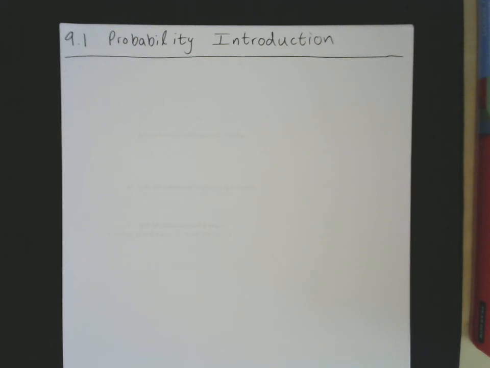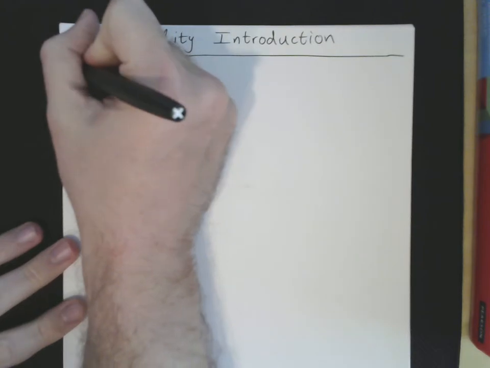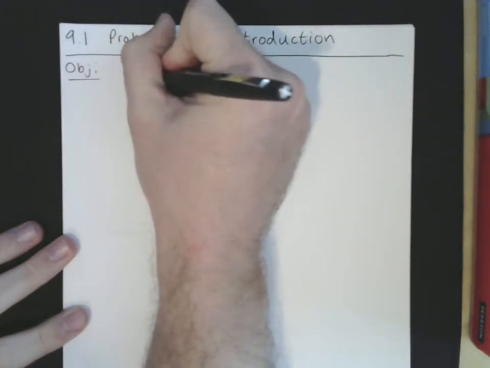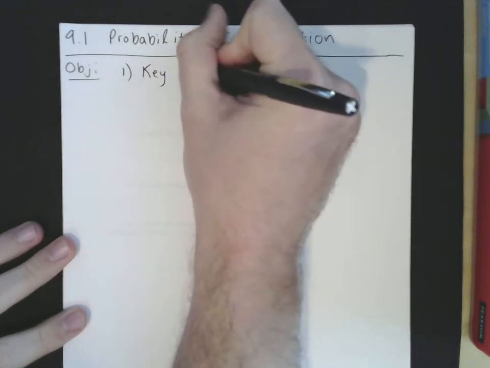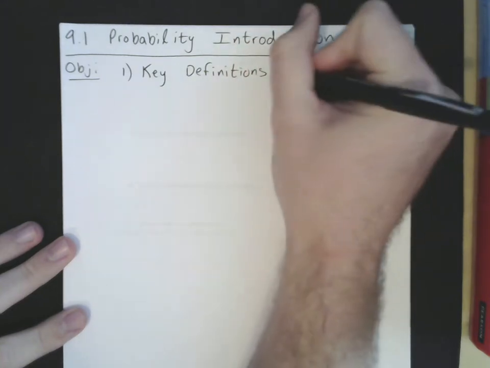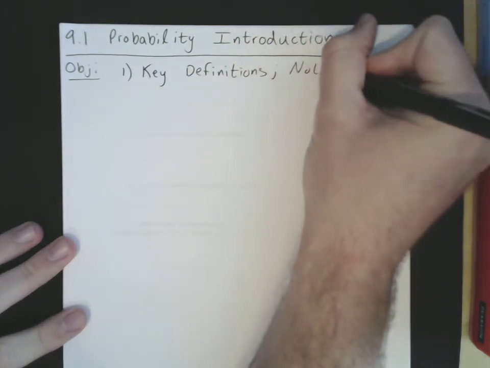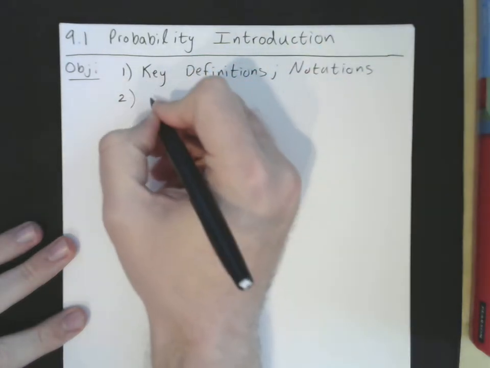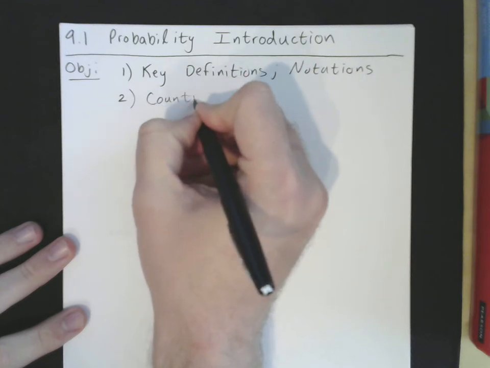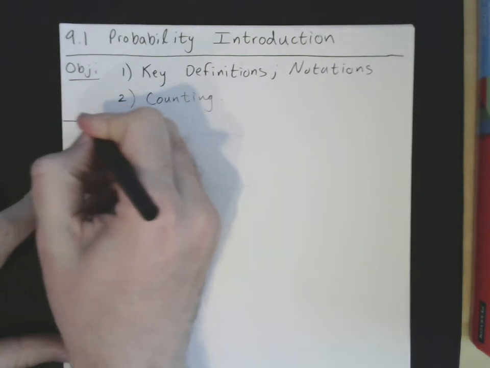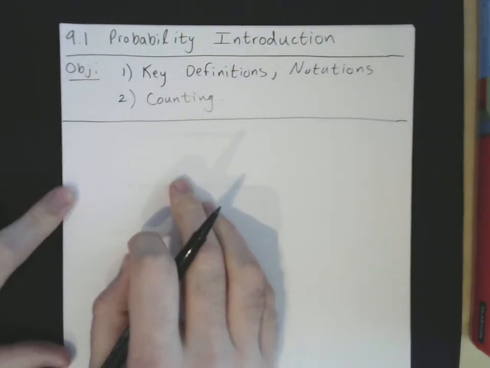So in 9.1, this is our introduction into probability. So we're looking at two things in this section. It's a short section because we're just going to be taking a look at some key definitions and notation. And then secondly, we're going to be talking about counting. So let's jump in here.